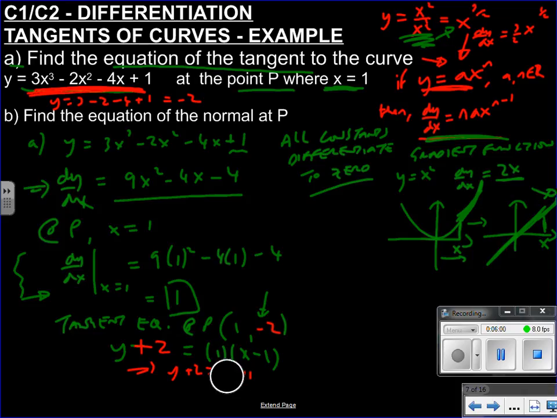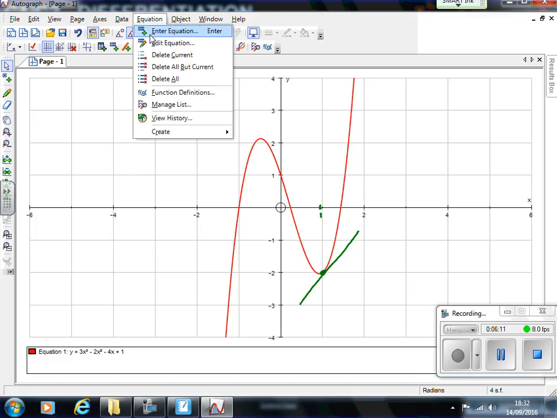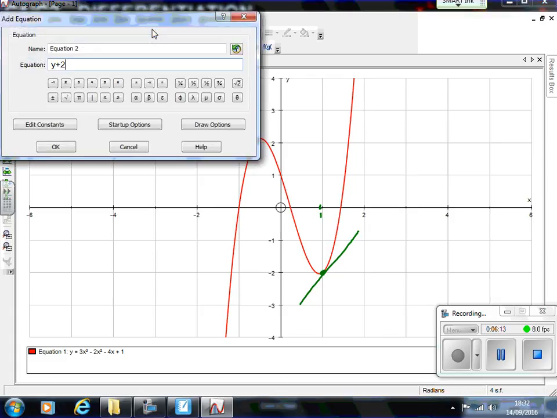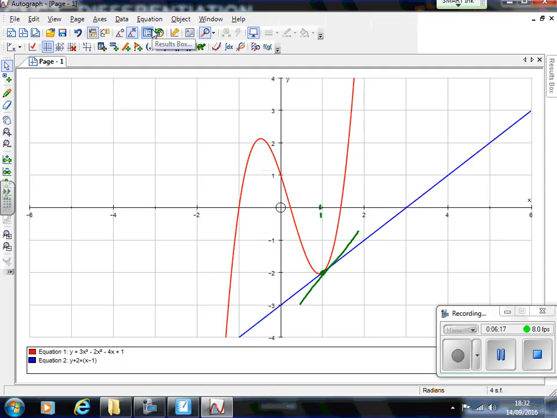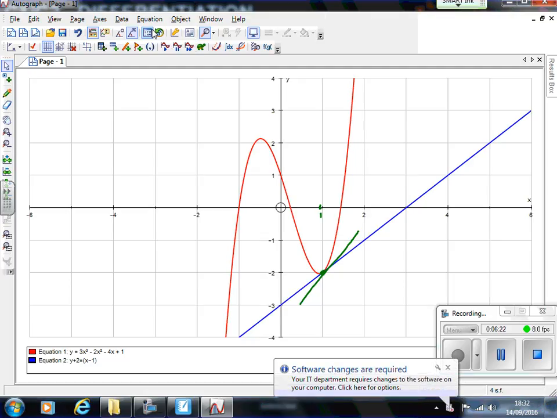You can forget about the 1 in the front, because 1 times anything is itself. Let's test how right or wrong I am then. How bang on that is. Y plus 2 equals x minus 1. Not bad. Nah. Put it down to scaling.